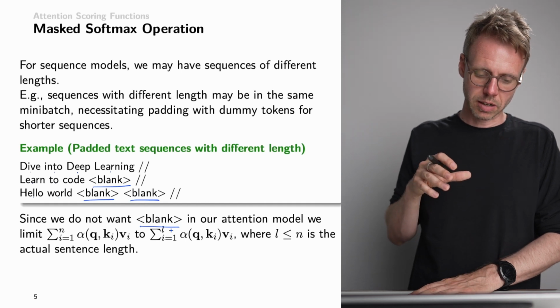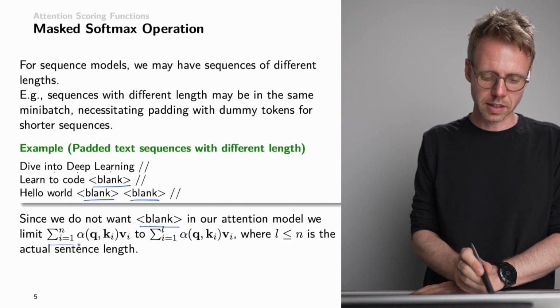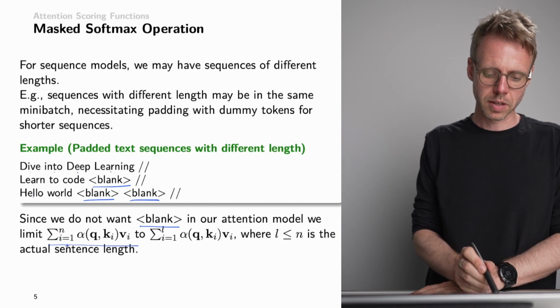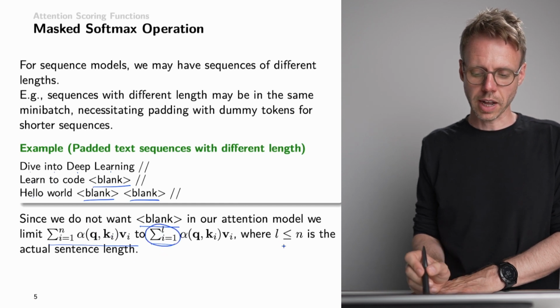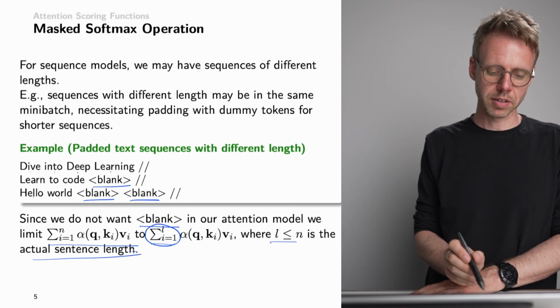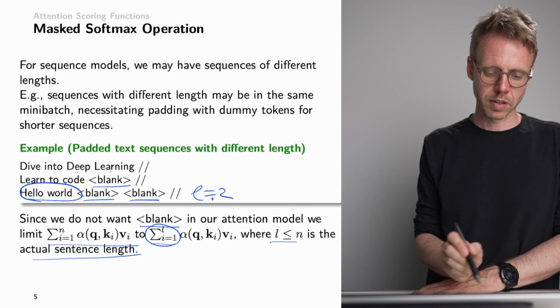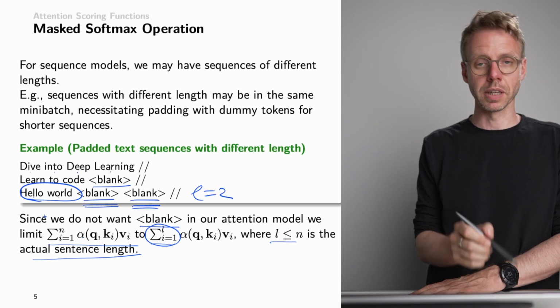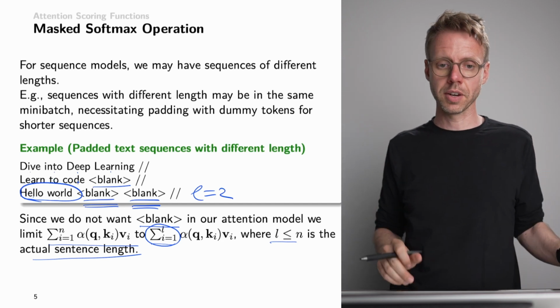So a trick to do that is to limit the weighted sum over all of those attention weights times the values only to the first L terms, where L is the actual sequence length. So for this here, L might be 2, and that means that we ignore these two blank terms. Here L would be 3, and here L would be equal to our total N of 4.